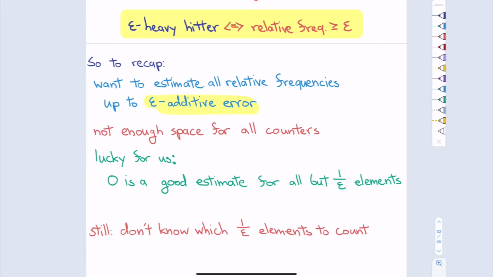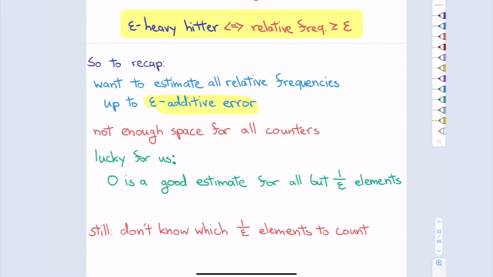Although we don't have enough space for all the counters, as we've said again and again, the good news is that for most of the elements, 0 is a good estimate. Only 1 over epsilon of the elements will have a relative frequency at least epsilon. So at most 100 elements will occur at least 1% of the time. For the vast majority of queries, 0% would have been a fine answer. Of course, we don't know which ones are zeros and which ones are at least 1%, but that gives us some hope. So I've shifted the problem a little bit from originally the heavy hitters to slightly more generally trying to estimate the relative frequency of every element up to an epsilon additive factor.